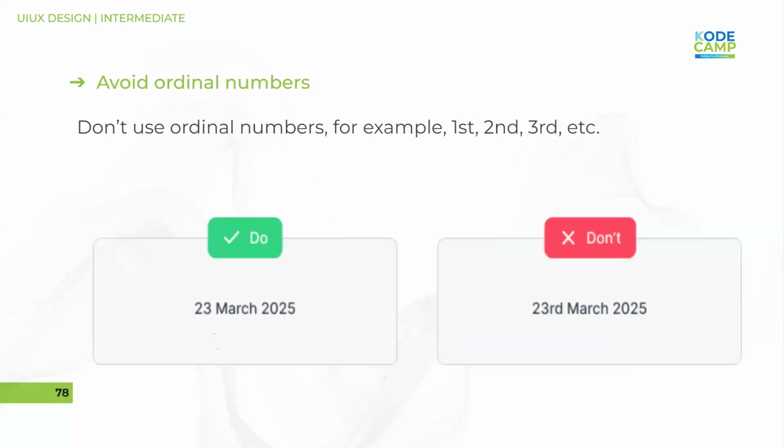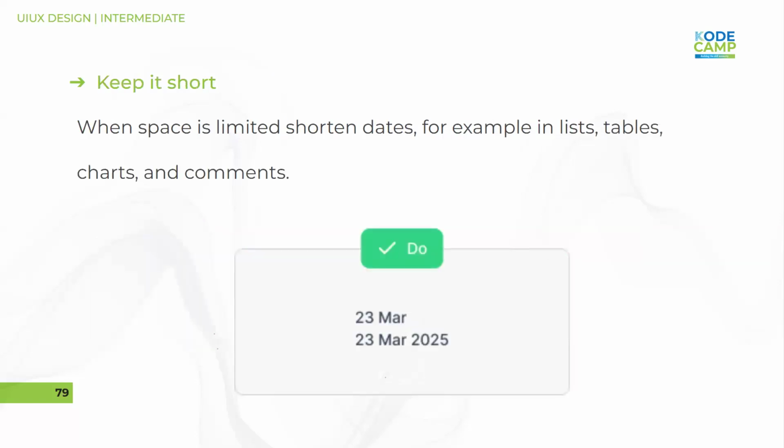Then avoid ordinal numbers. This is still the same thing. There is no UI or UX writing, or whatsoever writing you are doing, that gives you the right to use ordinal numbers. So avoid it in your design. Nothing like 23rd March. Avoid it. Just 23 March 2025. Also, the same thing, keep it short.